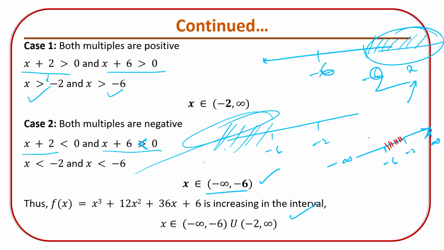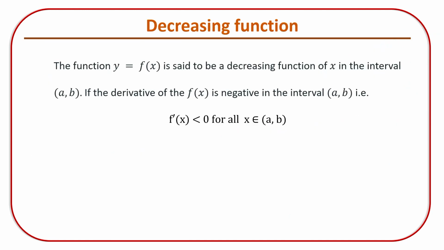So that is a very beautiful application of the mean value theorem, where you will find f(x) is an increasing function everywhere except minus 6 to minus 2. Similarly, for a decreasing function, do it along similar lines: if the derivative is less than 0 in the whole interval, then it will be a decreasing function.